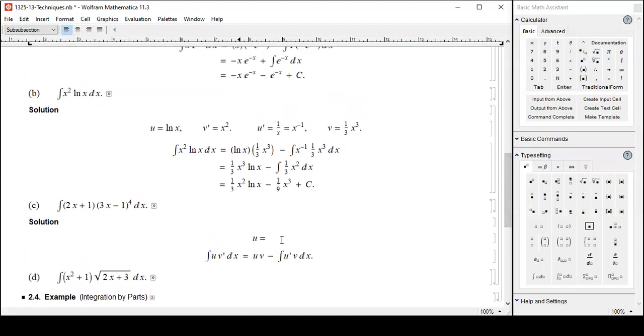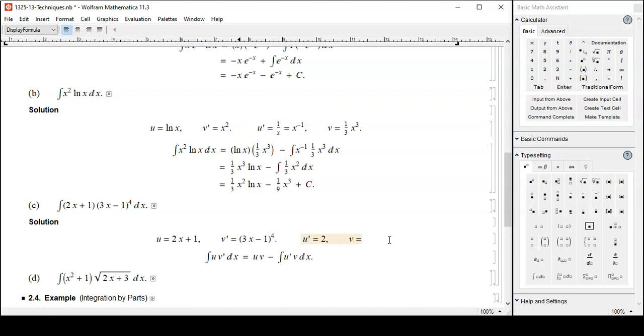Use the same idea. U is smaller power, 2x plus 1. V prime is 3x minus 1 to the fourth power. And then what's the derivative, u prime? The derivative of 2x plus 1 is 2. And the antiderivative of v prime, okay, that can be a little bit tricky.